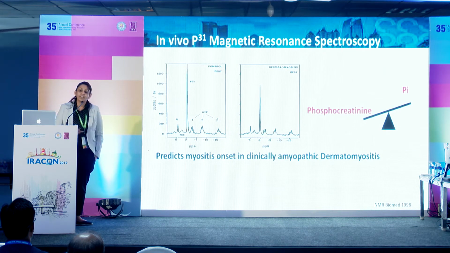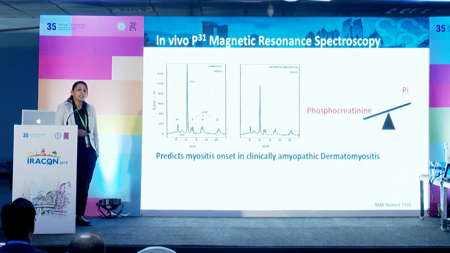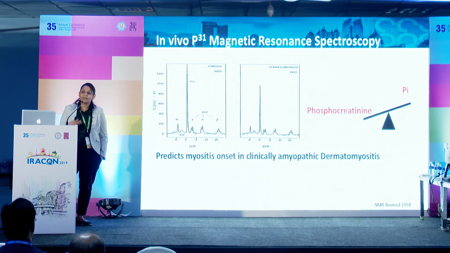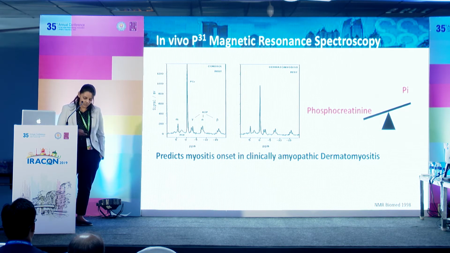And this has further been substantiated by in vivo imaging using phosphate NMR, where people have shown that phosphocreatinine is decreased in muscles which are apparently normal on clinical exam and even on muscle enzyme testing, but it can predict the onset of myositis in these clinically amyopathic individuals.